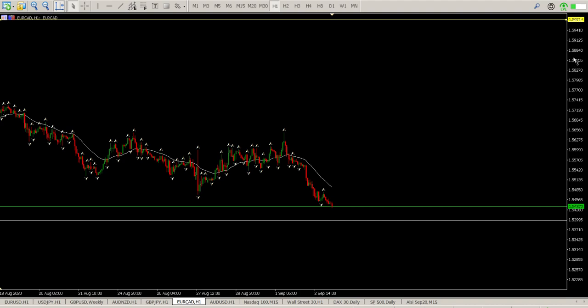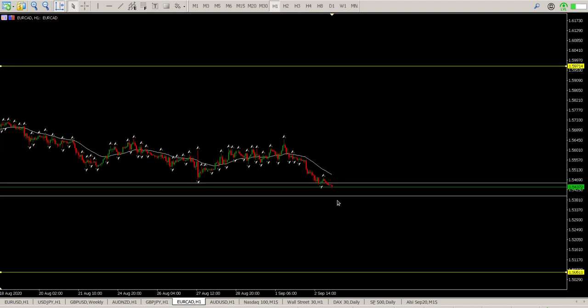If that fails and we get through the zone, break through, pull back, come and test it, then I'm looking for a short to come back down and test the low of the range. Then 156.11 is the next target.